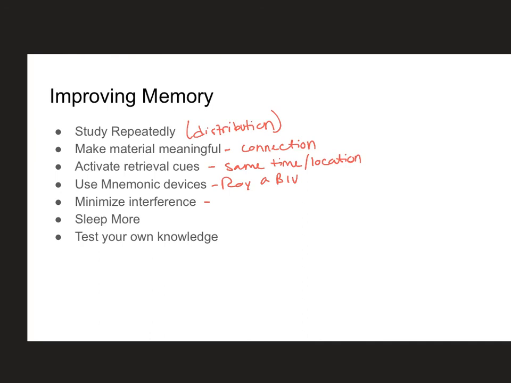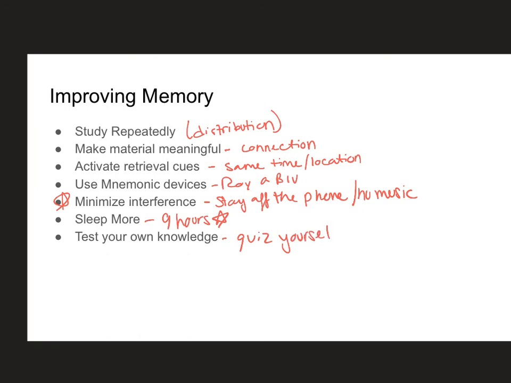Minimize interference. This is a big one, you guys. So this is stay off the phone. And no music. Many of you like to listen to music, but when you're trying to study or you're trying to store this information to long term, do not listen to the music. Sleep more. 9 hours. And test your own knowledge. Quiz yourself. And that's how you can improve your memory.